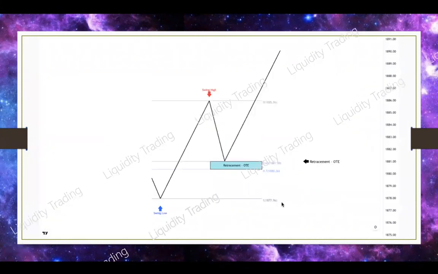Now, how do we use the fib? The fib will typically be used, let's say for example on a bullish market, from the swing low to the swing high.